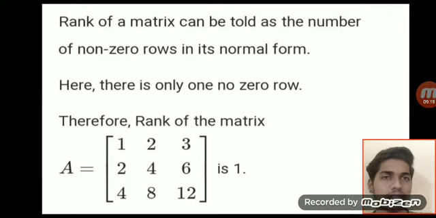Here the rank of a matrix can be told as the number of non-zero rows in its normal form. Here there is only one non-zero row, therefore the rank of the matrix A, with rows 1 2 3, 2 4 6, 4 8 12, is 1. Here the rank of the matrix is 1.